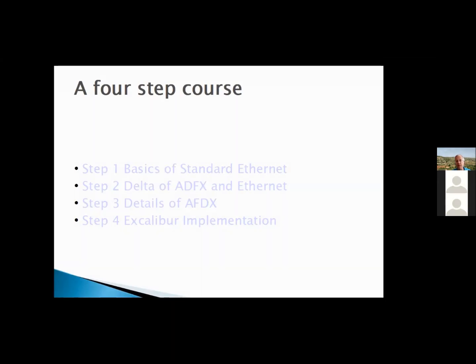Okay, so those are the key differences between AFDX and Ethernet. And now that we know the differences, it may seem counterintuitive, but now I'm going to go into actually what is AFDX. Because I've been talking for a while, but I really haven't said much about how AFDX itself works.